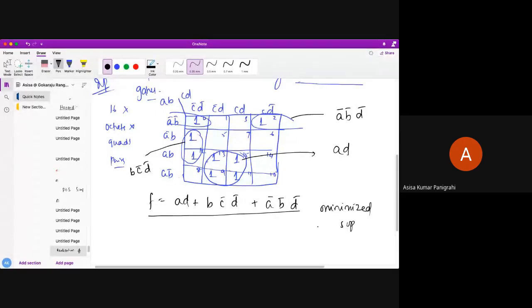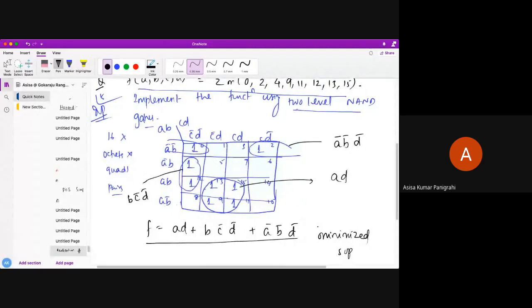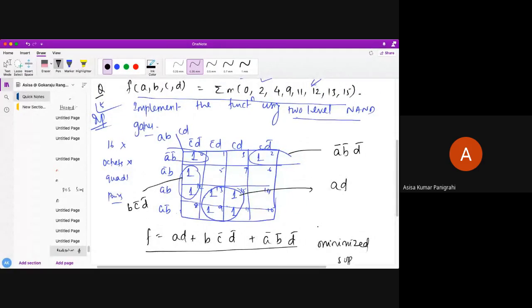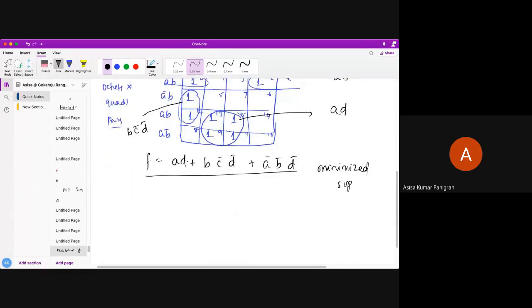Okay, so what is the question asked? The question has not asked you to find the minimized function. He has asked to realize the minimized function using NAND gate. So what you need to do? If you do up to this, you will get up to 2.5 marks. So finally you need to realize this particular minimized function using two level NAND gate.